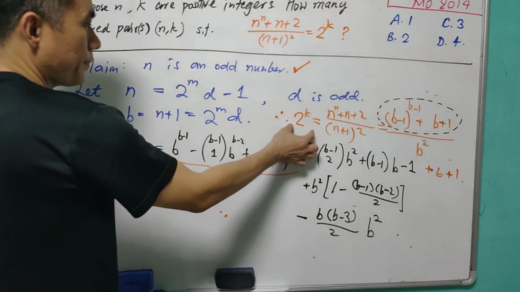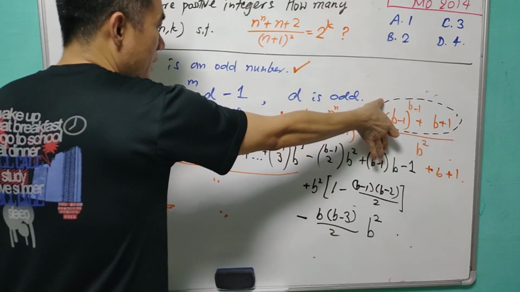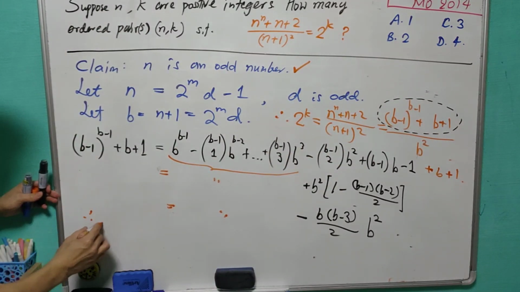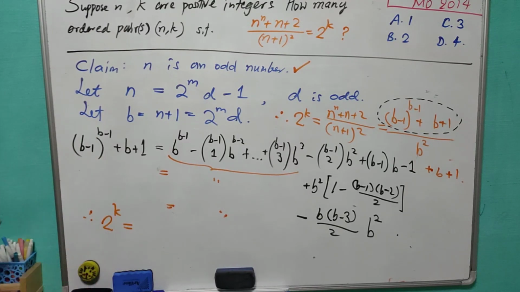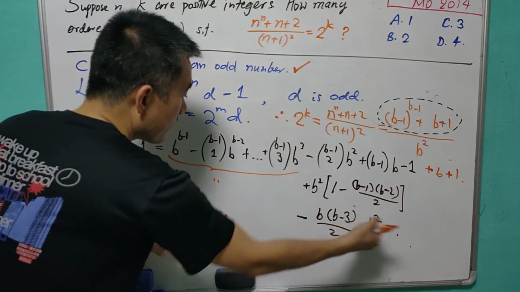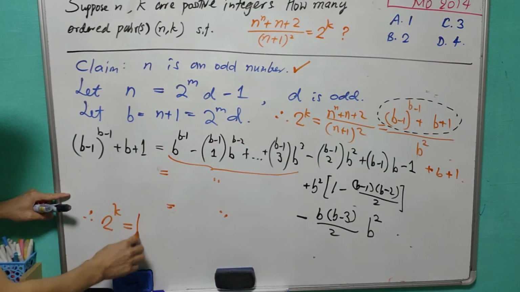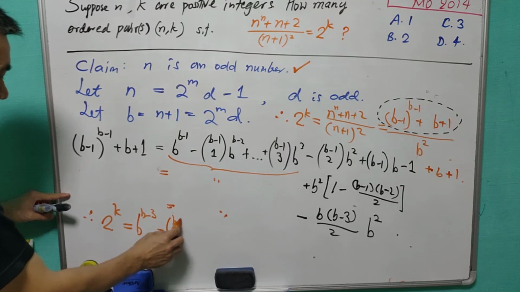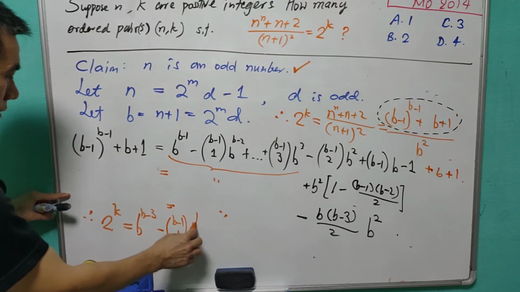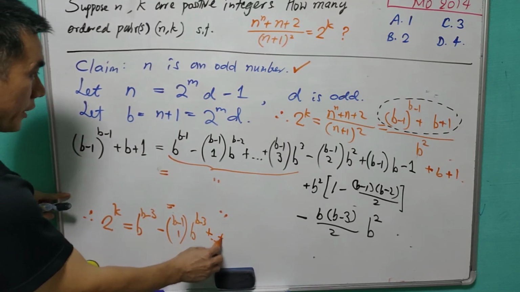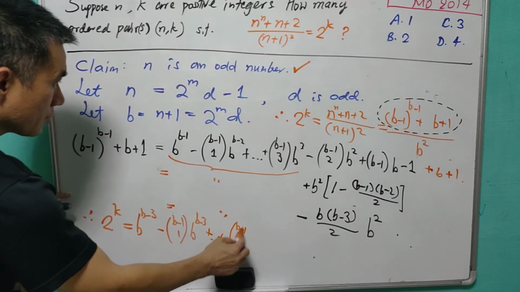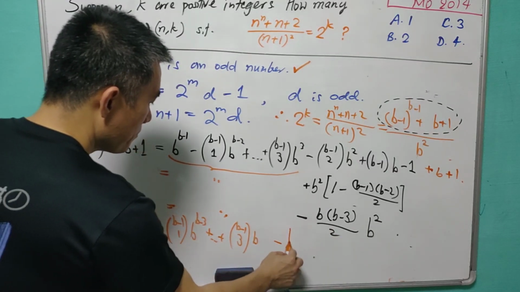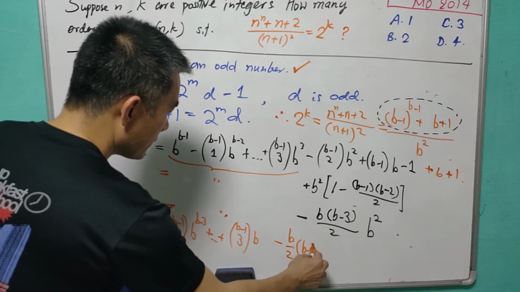Now note that 2^k is equal to this expression. And therefore, from here, we know that 2^k can be written as every term here divided by b squared. So this will be b - 3 minus (b-1 choose 1)(b-3), all the way to (b-1 choose 3) b. And for this, it is just b/2 (b-3).